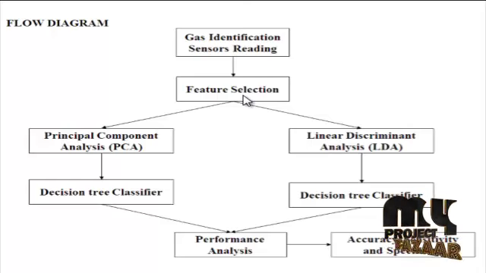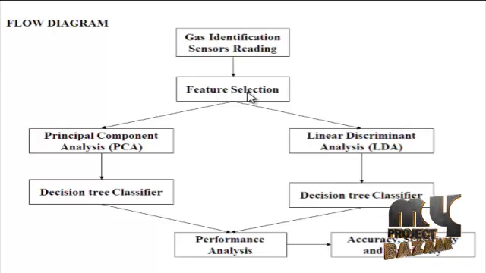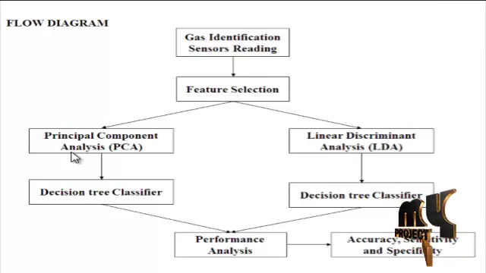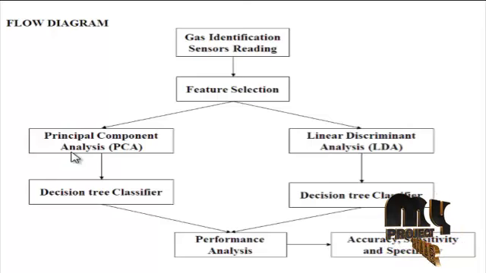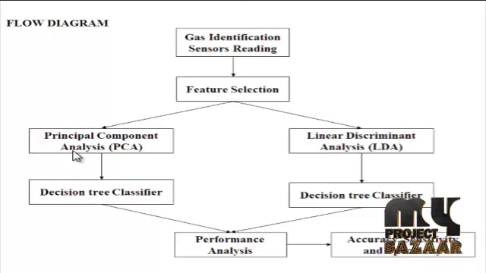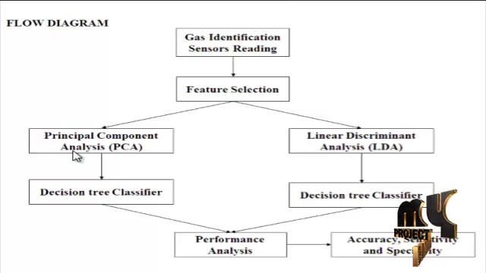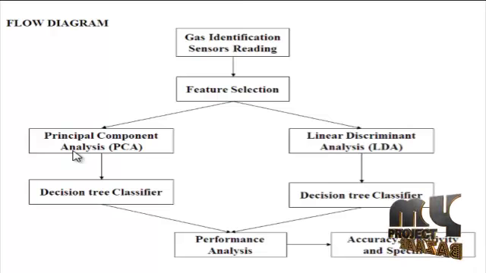Here, principal component analysis and linear discriminant analysis features are performed. Principal component analysis is a statistical procedure that uses an orthogonal transformation to convert a set of observations of possibly correlated variables into a set of values of linearly uncorrelated variables called principal components. The number of principal components is less than or equal to the number of original variables. This transformation is defined in such a way that the first principal component has the largest possible variance, and each succeeding component in turn has the highest variance possible under the constraint of being orthogonal to the preceding components.